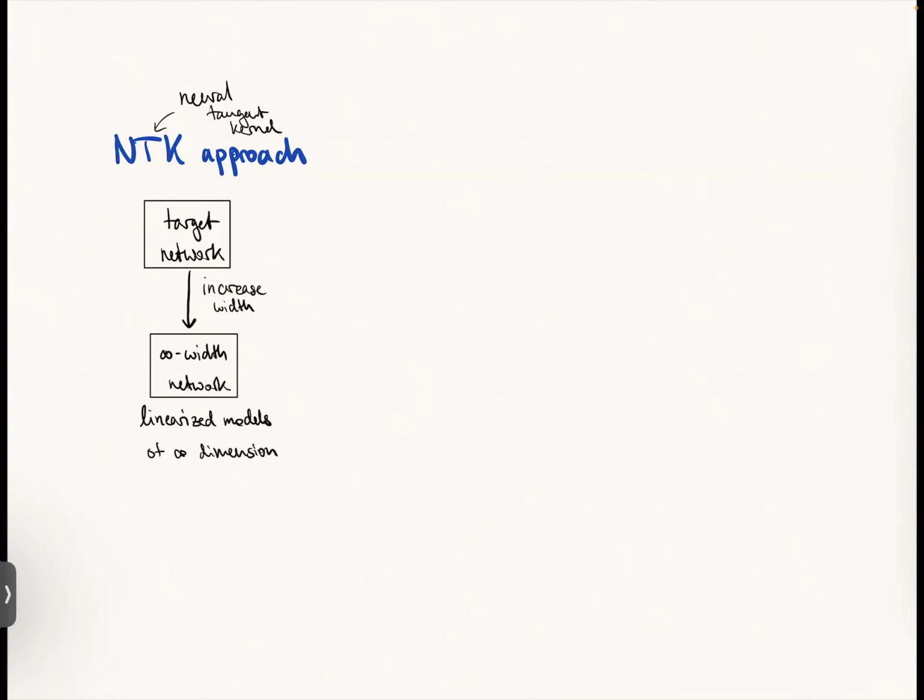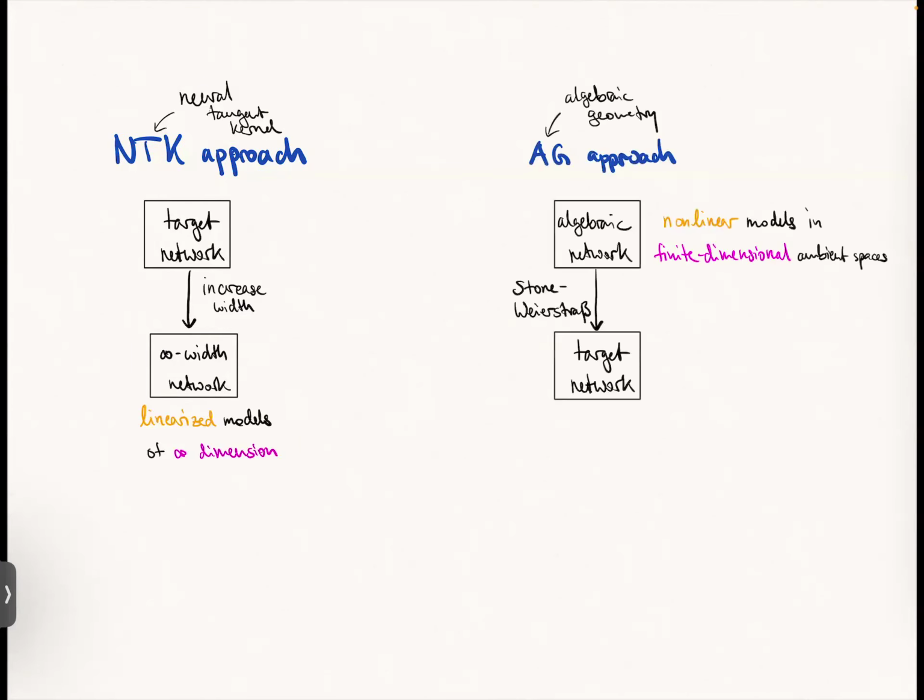I want to do essentially, in some sense, the opposite, okay? So I call this the AG approach, this stands for algebraic geometry, where I have a target network that I want to study, but I am approximating it by algebraic networks. So now my target network is in the limit, and I'm trying to draw conclusions in the limit from a family of other networks that go there.